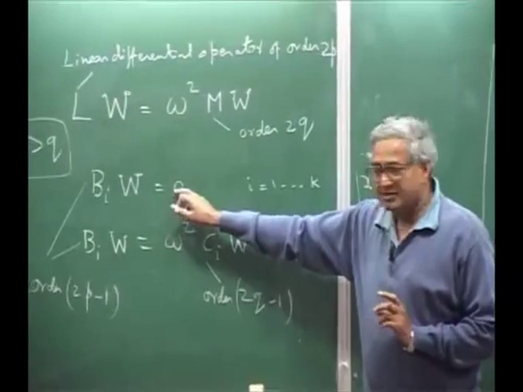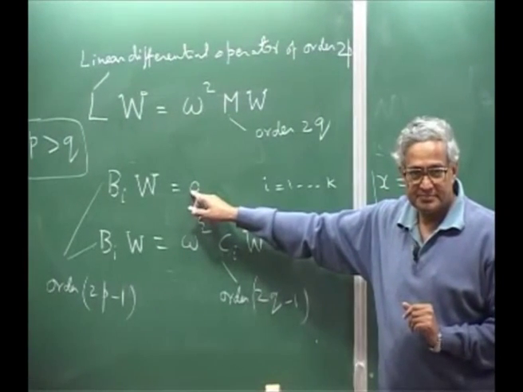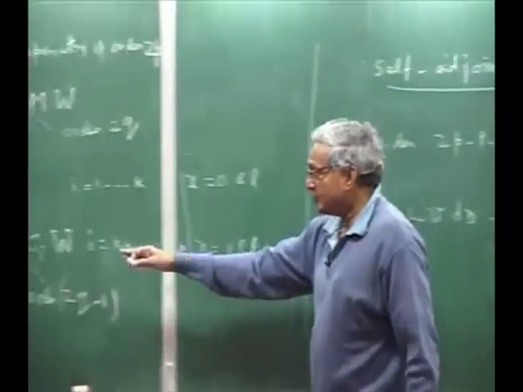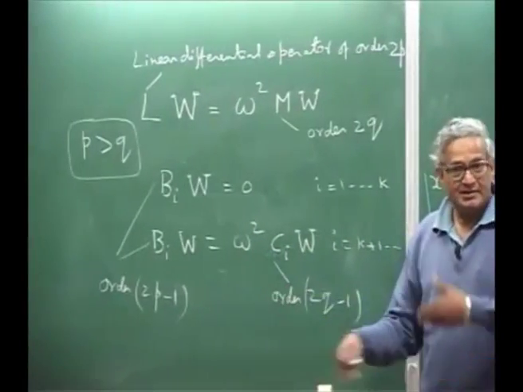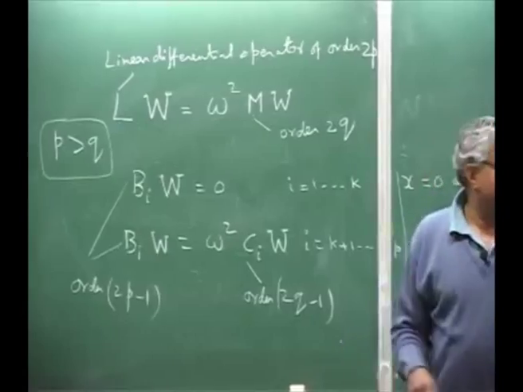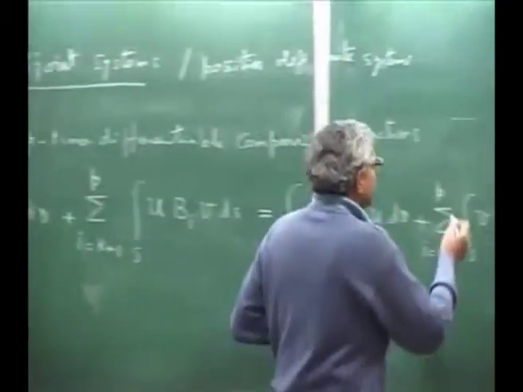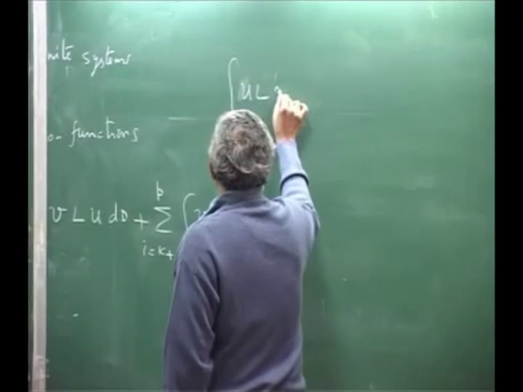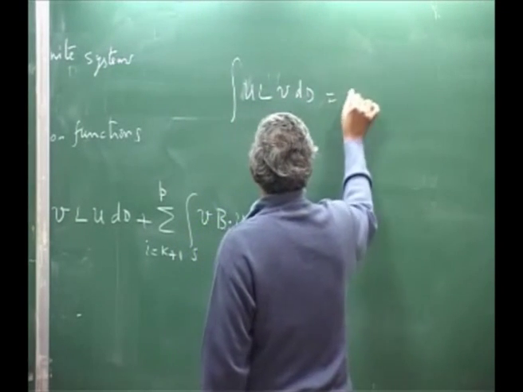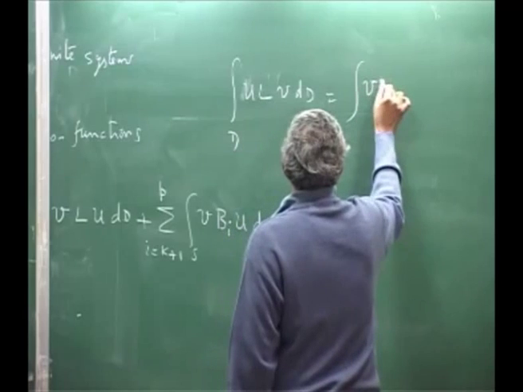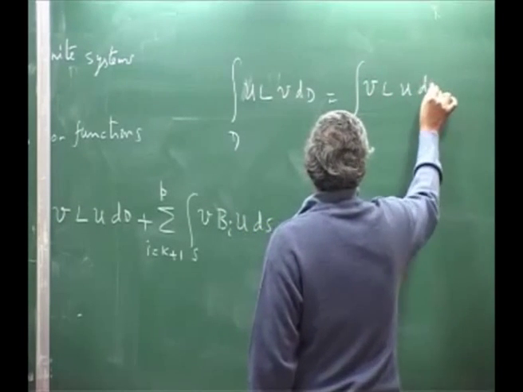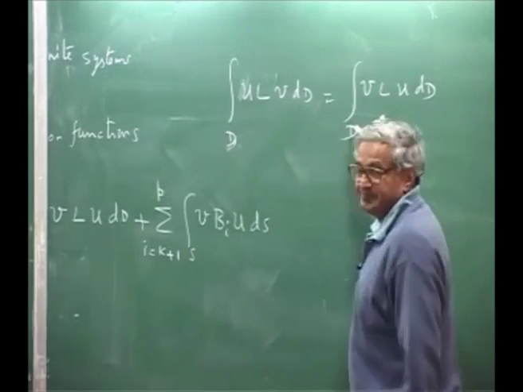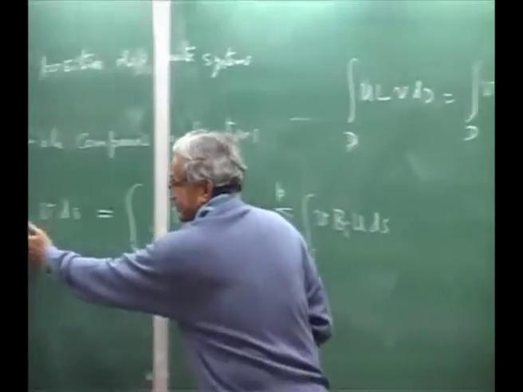But now you see, that is why I wrote this particular thing. If my boundary conditions are of this type, where omega does not appear in the boundary condition, then self-adjointness becomes simply the integral of U L V over the domain equals the integral of V L U. This is what will happen, because these two terms are not there.